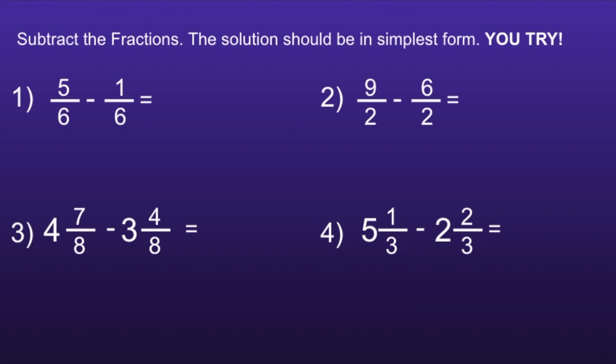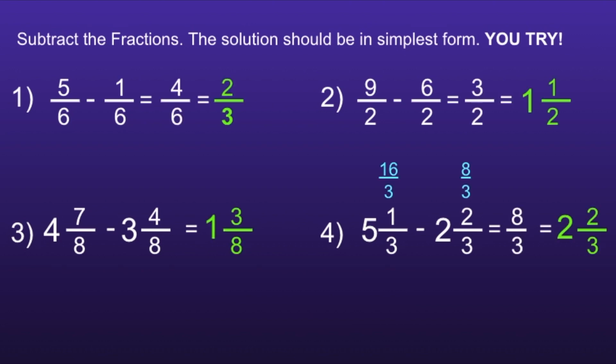All right, let's check it out. Number 1, 5/6 minus 1/6 is equal to 4/6, which can be simplified to 2/3. Number 2, 9/2 minus 6/2 is equal to 3/2, which can be simplified to the mixed fraction 1 and 1/2. Number 3, 4 7/8 minus 3 4/8 is equal to 1 3/8.